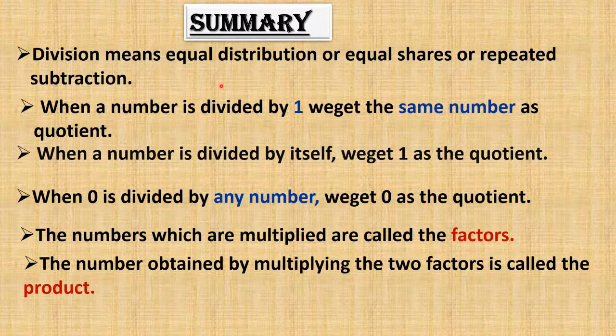Now summarize what we have learned. First point, division means equal distribution or equal shares or repeated subtraction. Second point, when a number is divided by 1, we get the same number as quotient. Third point, when a number is divided by itself, we get 1 as the quotient. Fourth point, when 0 is divided by any number, we get 0 as the quotient. Fifth point, the numbers which are multiplied are called the factors. Sixth point, the number obtained by multiplying the two factors is called the product.